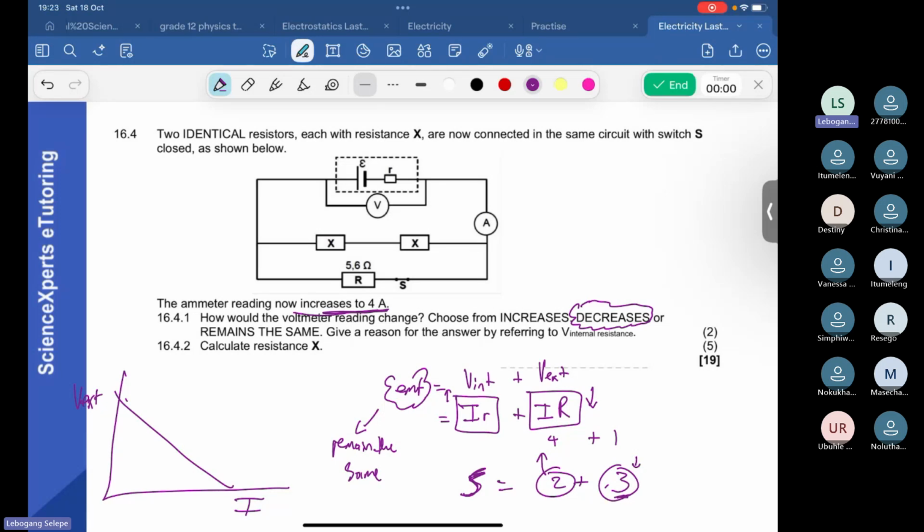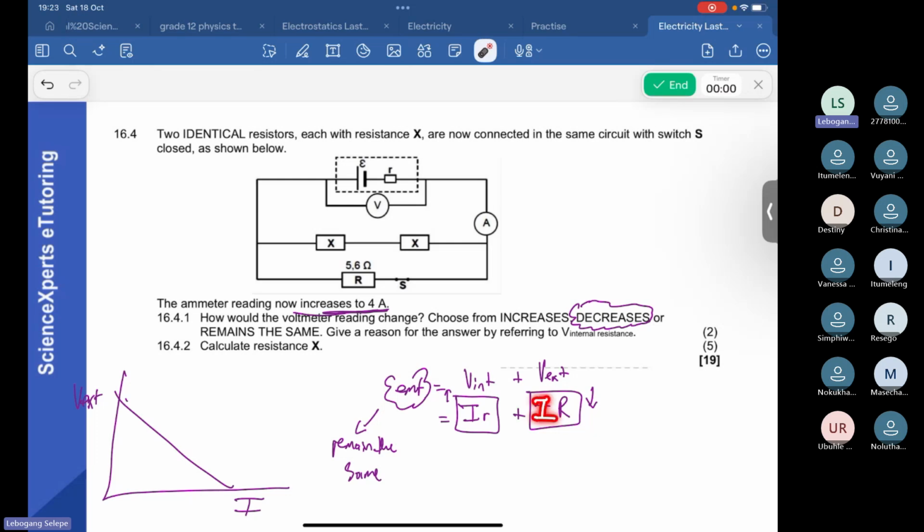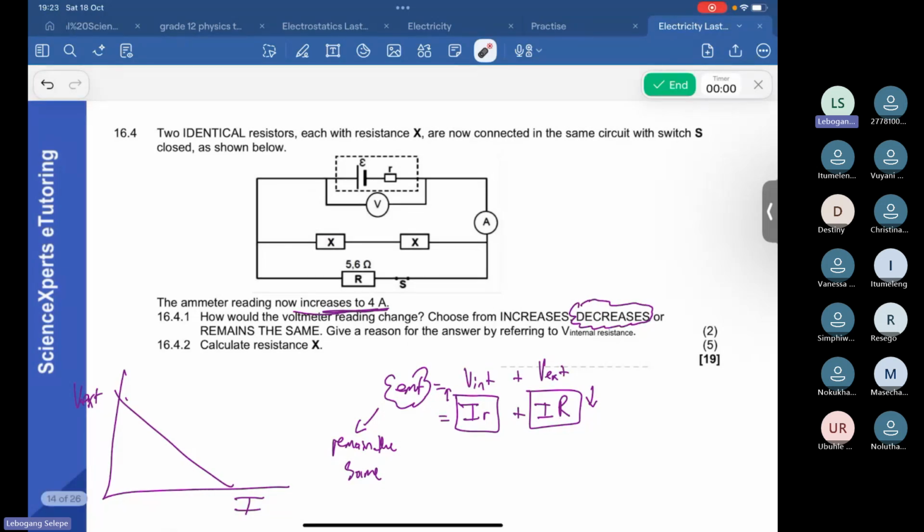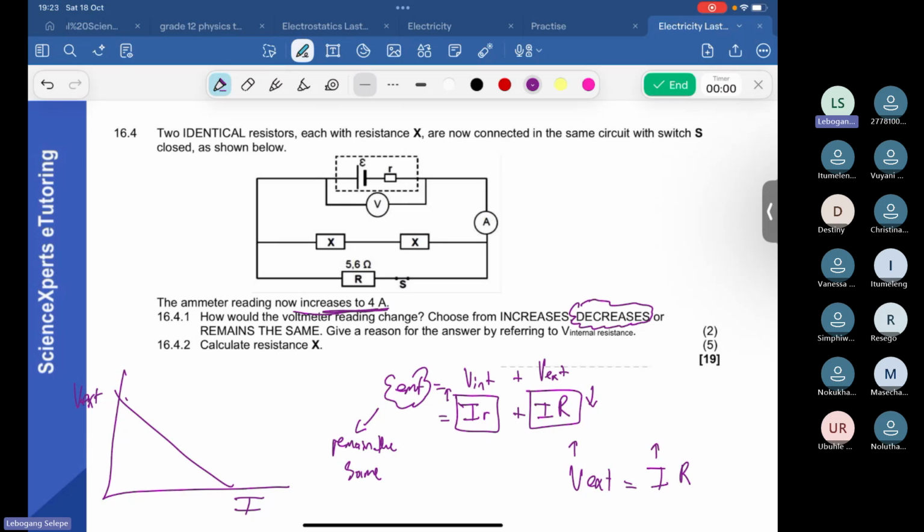But then one would argue and say, when we increase the total current, the current and V external have a directly proportional relationship. One can say, why can't we say that when current increases, V external increases? Because you can clearly see that V external is equal to current multiplied by R. Why, when we increase this, doesn't this also go up? Who can answer this question?